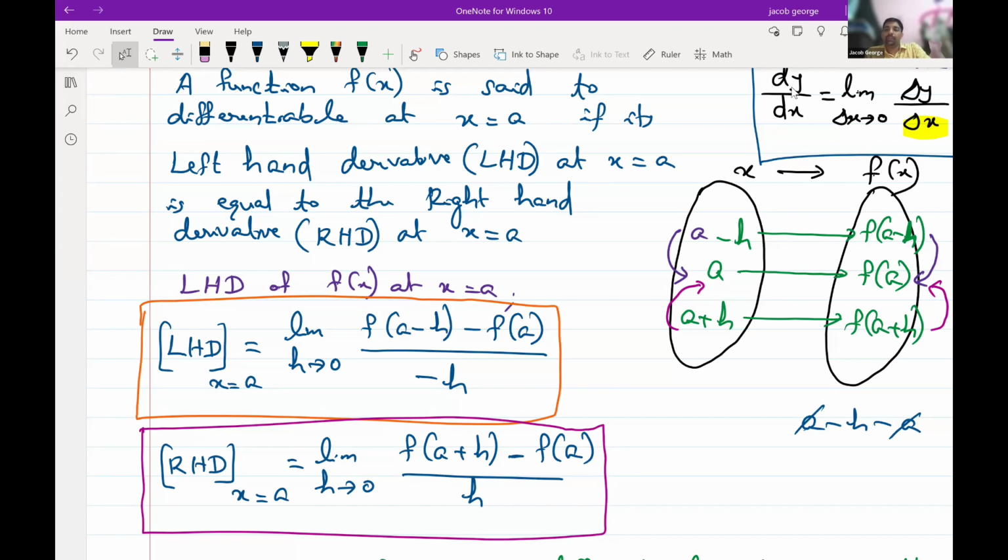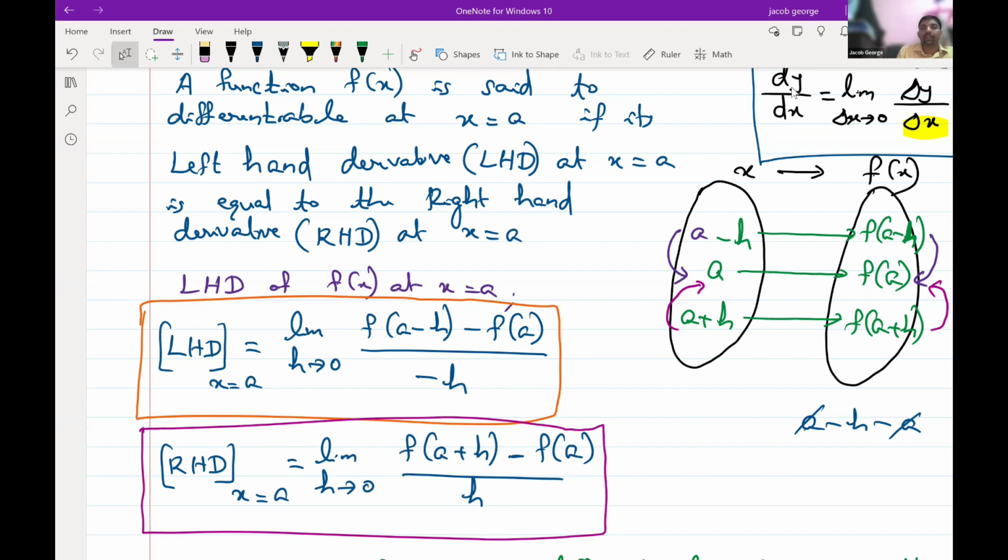So limit h tends to 0, f of a minus h minus f of a. So the y is subtracted, delta y, from the left: f of a minus h minus f of a by a minus h minus a, that comes minus h. This is the left-hand derivative formula. So everyone should learn this well by heart. Left-hand derivative at x equal to a is limit h tends to 0, f of a minus h minus f of a by minus h.